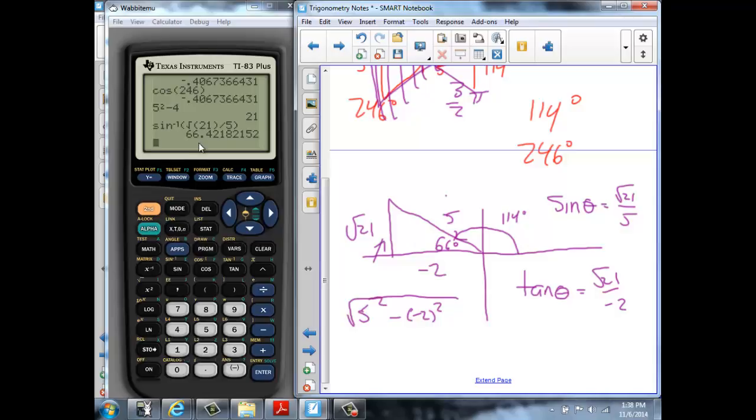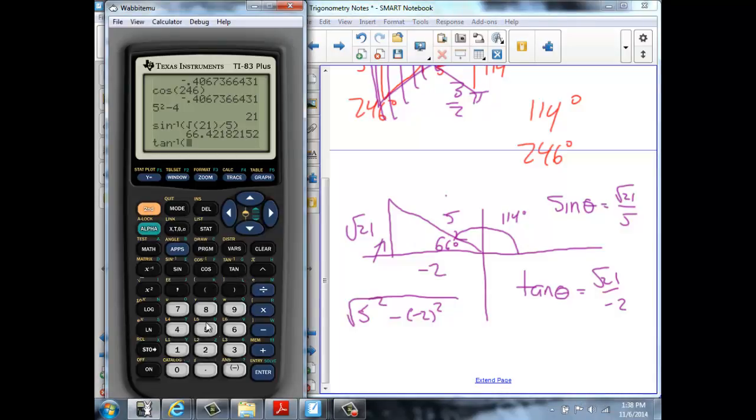Make sure you close the bracket on the 21 before dividing by 5 like that. What if I inverse tan root 21 over -2? It should give me 114, but my calculator actually gave me -66.42. Oh, I did not get that for this guy right here. Oh, I didn't put that in. Okay. Again, your calculator found an angle that worked, but it just didn't find the one I wanted.